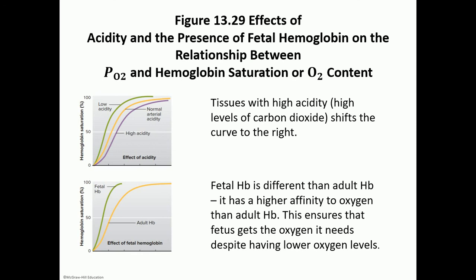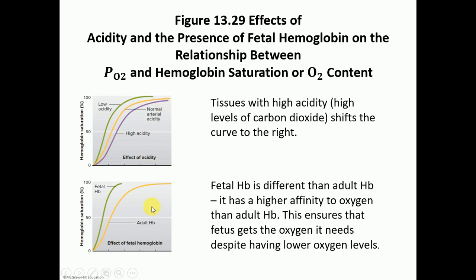Now, other factors that play in would be the high acidic levels that are found in the cells. So these cells, as they are going through metabolism, are producing carbon dioxide. And again, carbon dioxide is going to eventually make these cells more acidic. So the presence of that high acidity, again, shifts that curve to the right.